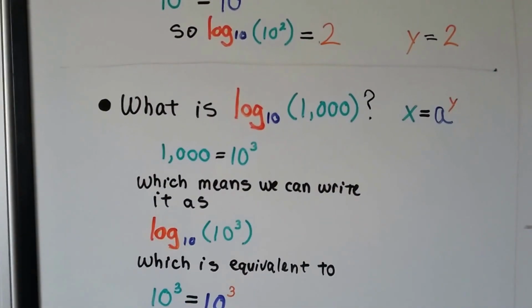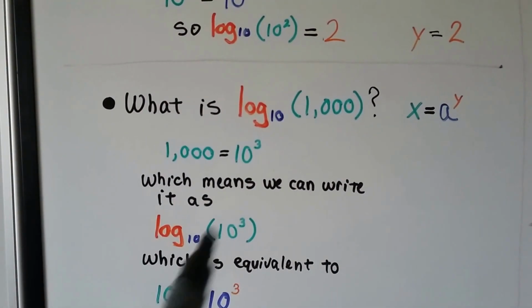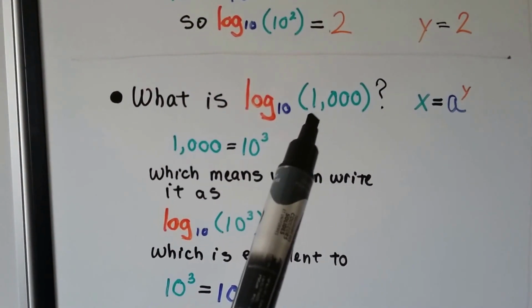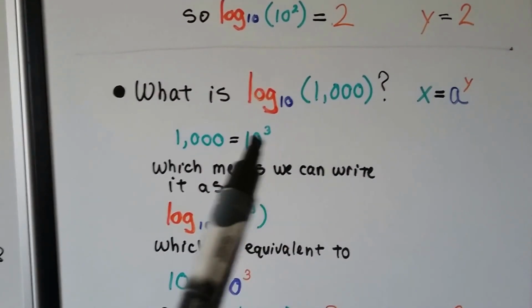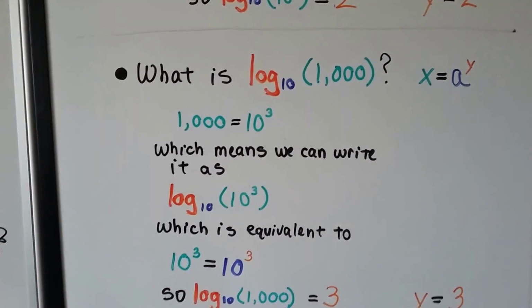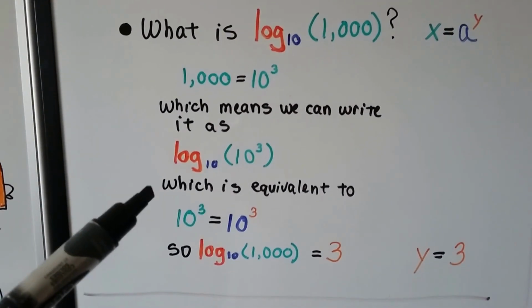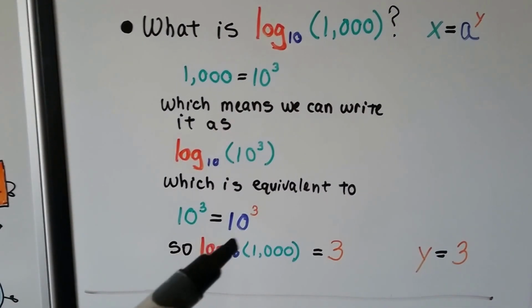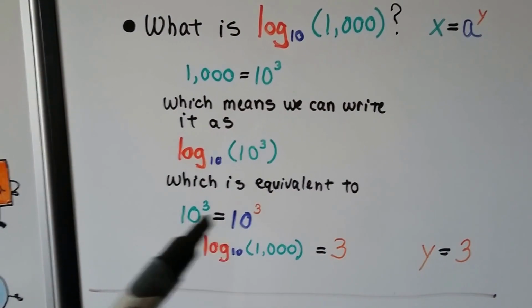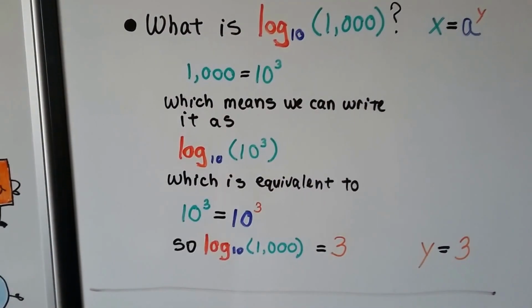So what is log base 10 of 1,000? Well, 1,000 is 10 to the third power. So that means 10 to the third power equals 10 to the third power. So what made it equal that? That little 3 exponent. So it's a 3.